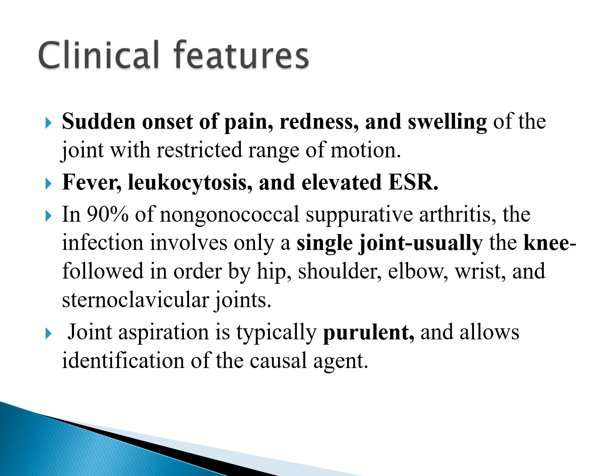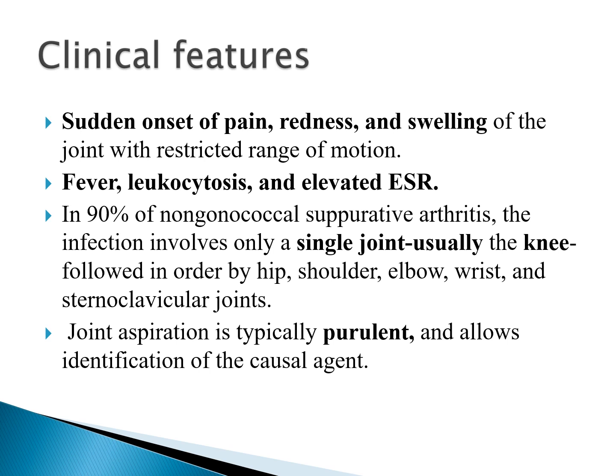The clinical features of infectious arthritis are different from osteoarthritis and rheumatoid arthritis, because the disease here is not gradual in onset, it is sudden in onset. Onset of pain, redness and swelling of the joint with restricted range of motion. The patient cannot move the joint. Fever, usually high fever, leukocytosis, elevated white blood cell count if we do a laboratory test for the patient, and elevated ESR, erythrocyte sedimentation rate, because it is an acute phase reactant, as you remember from the inflammation lecture.